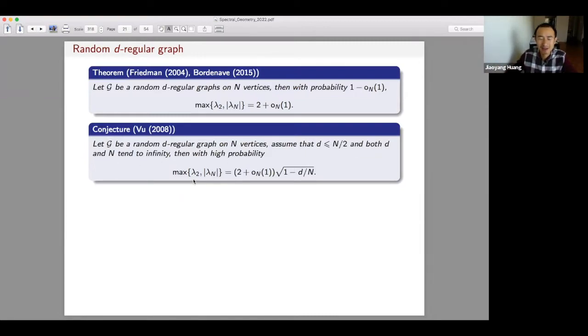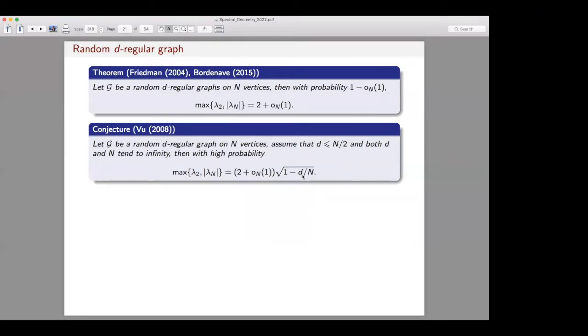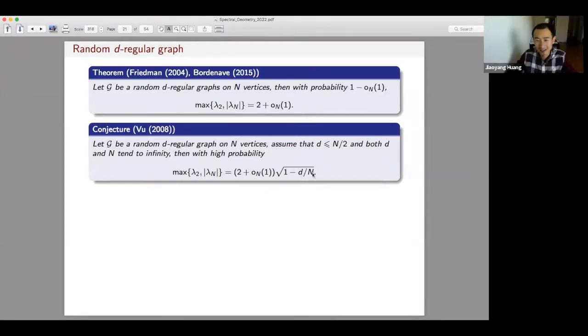we still have the second largest eigenvalue and smallest eigenvalue concentrate around 2 plus little o(1) times square root of 1 minus D over n. And if D is a constant and we send n to infinity, this second factor goes to 1. So it recovers this result of Friedman and Bordenave.